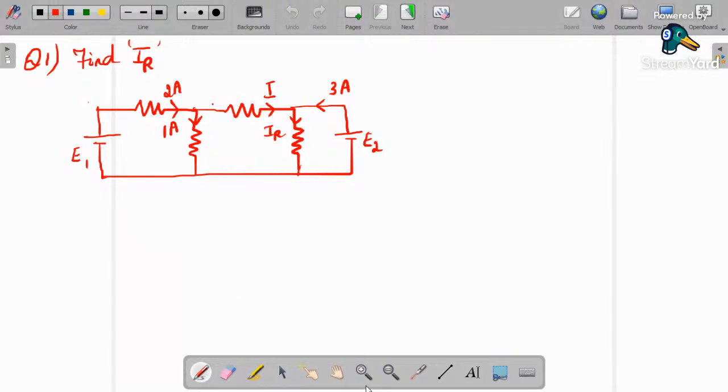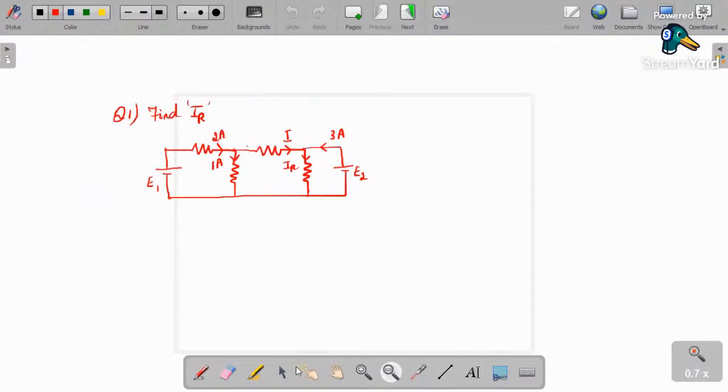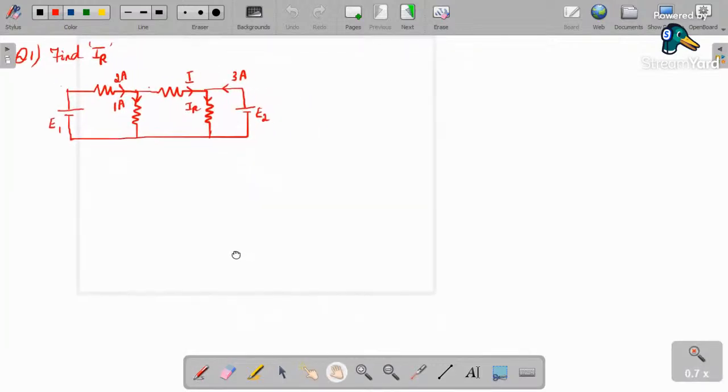So this was our first question, right? Find the current through this resistor R. So this is resistor R, right? So IR கேட்டிருந்தோம். Okay. So simple இல்லையா? So current எல்லாமே கொடுத்துருக்காங்க. So let me apply KCL first at this point.